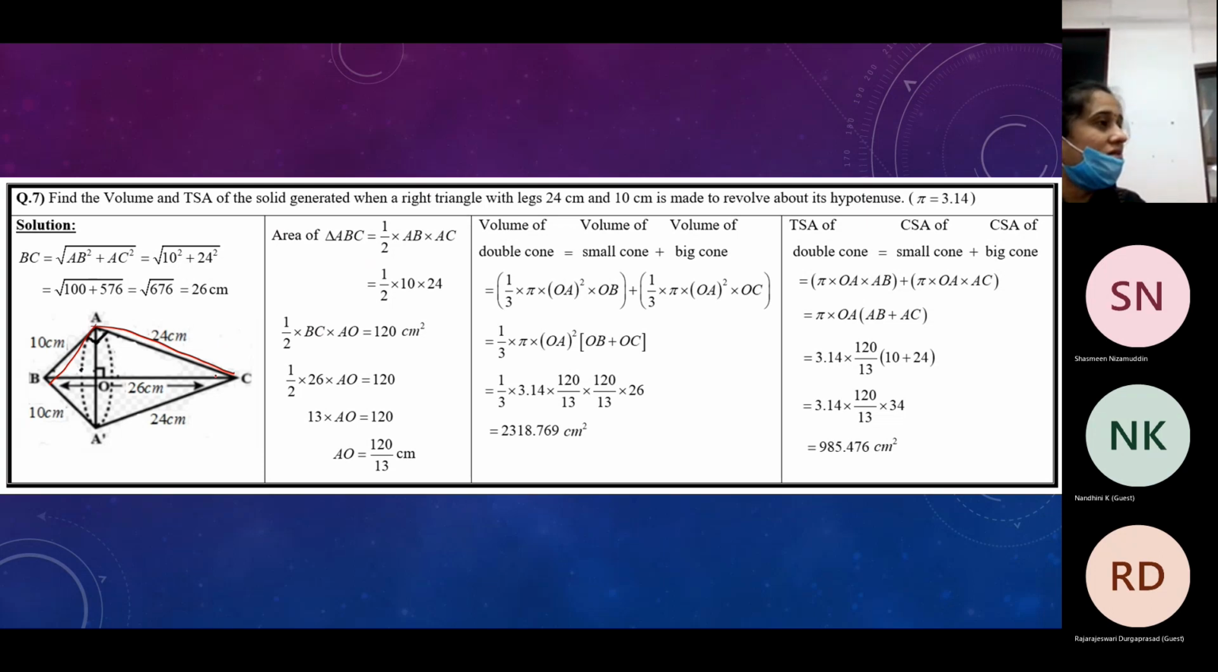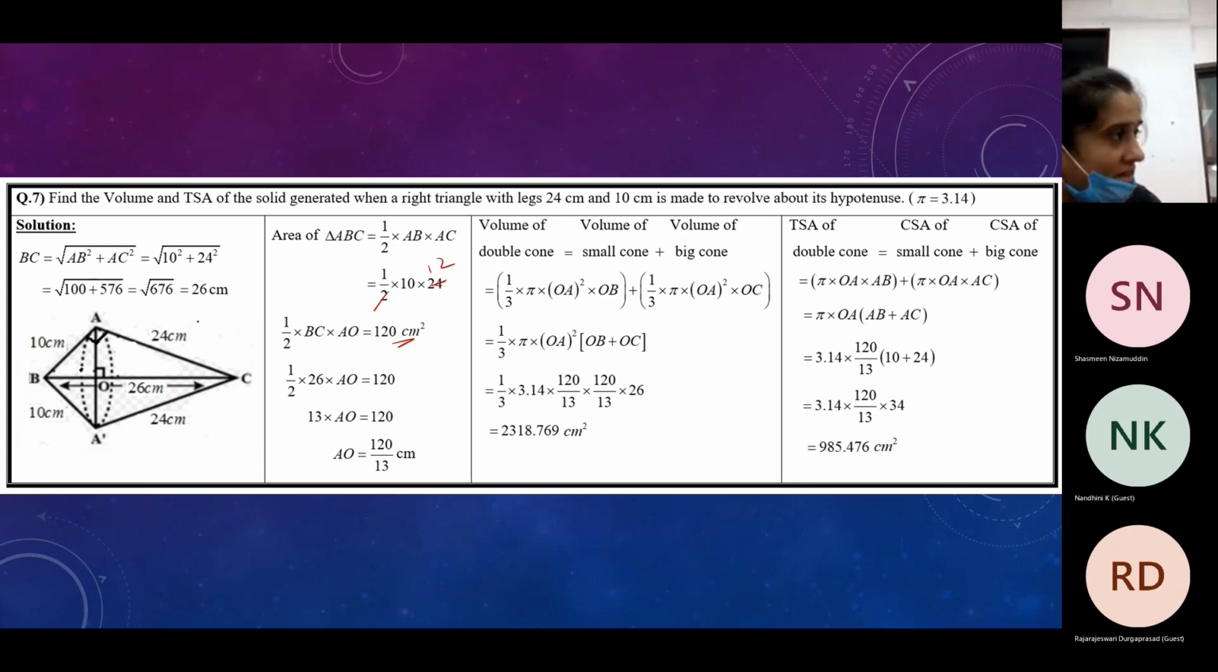Base and height are the sides containing the right angle. So half into AB into AC. Area of triangle ABC is half into 10 into 24, and on cancelling, you get 120 centimeters square.